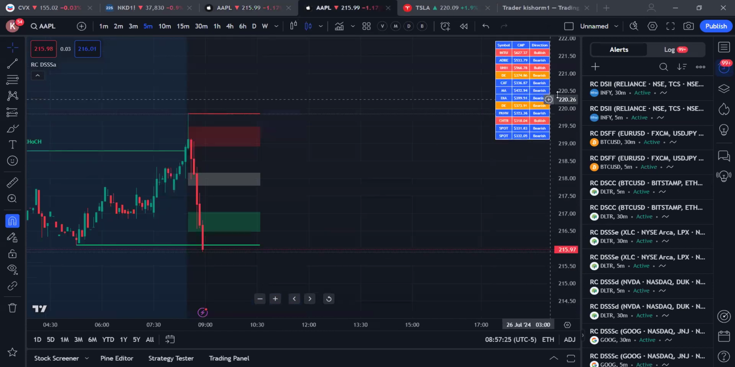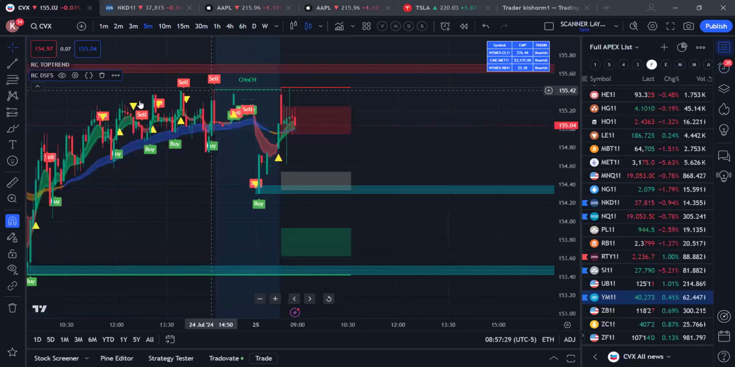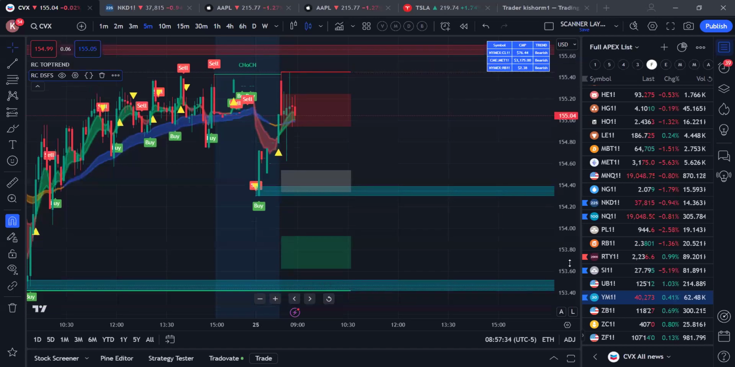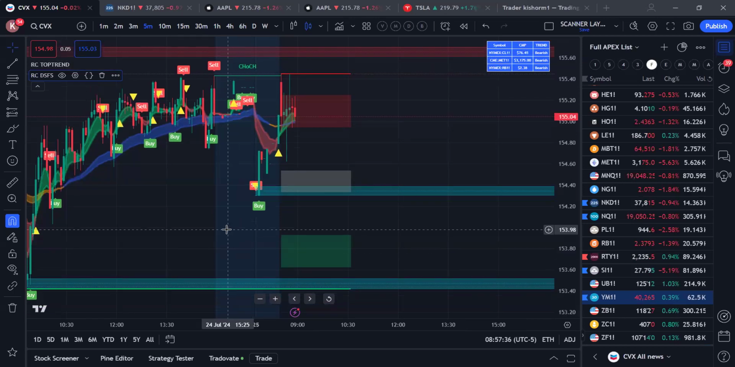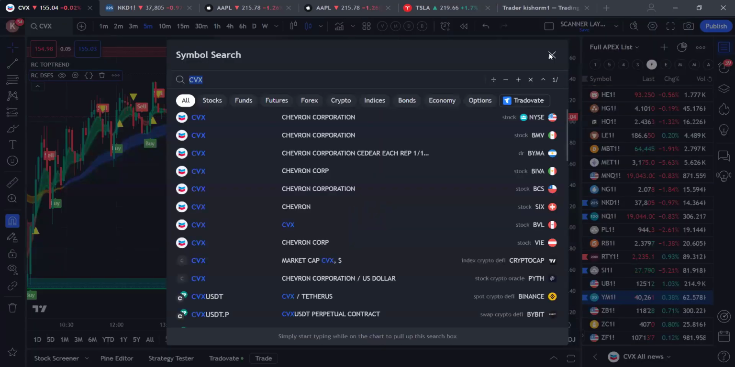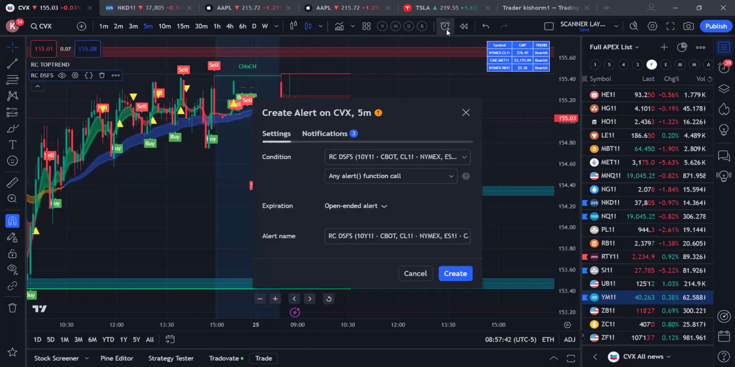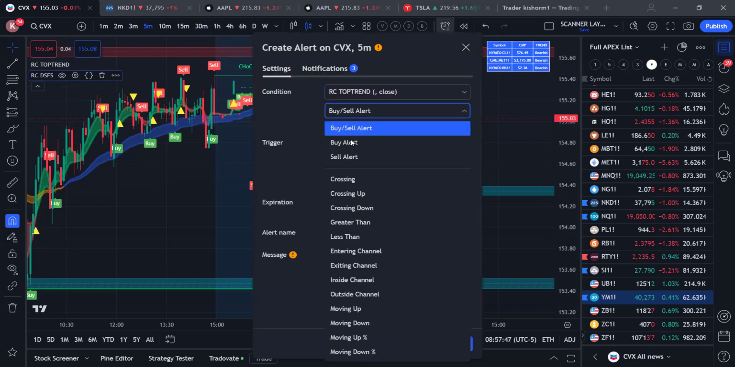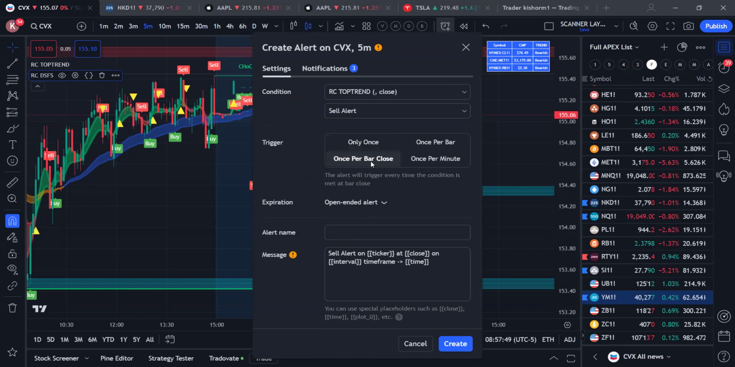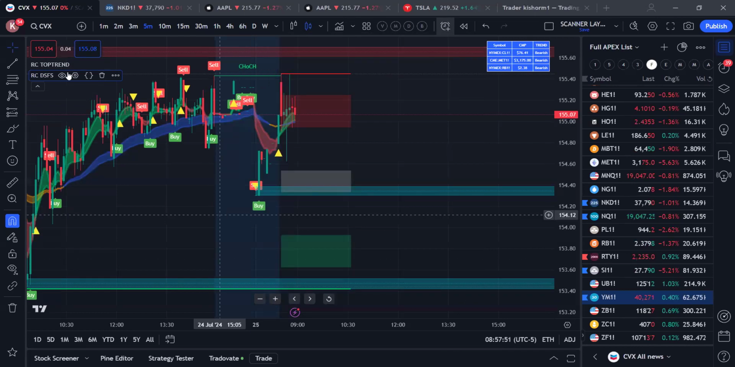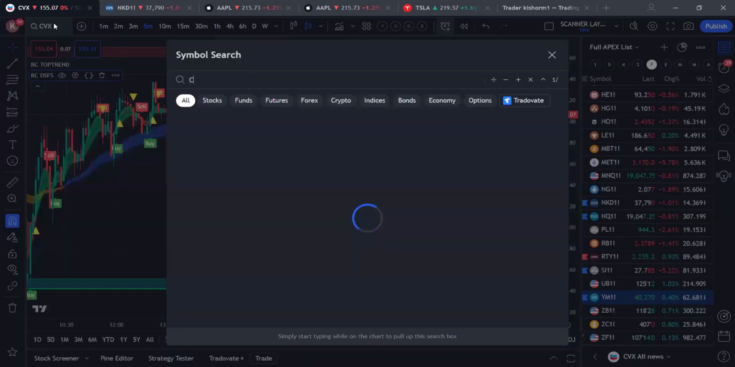Okay, if we go to the next screen, we have the... or what you can do is you can also just go and top trend. You are waiting for a sell alert on CVX. I'm also waiting for a sell alert on CRM.